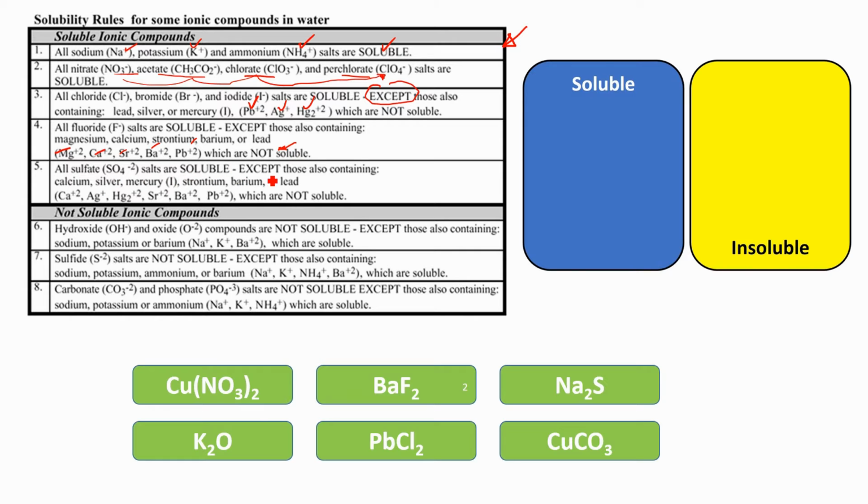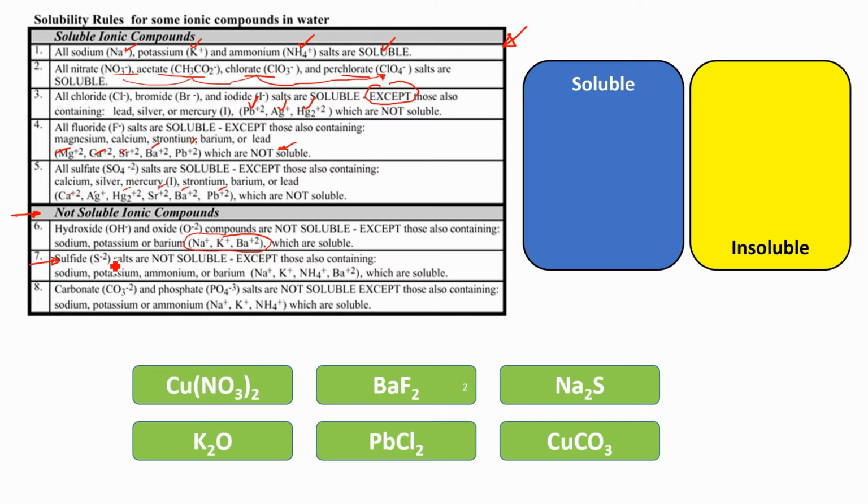All sulfates are soluble with the exception of calcium sulfate, silver sulfate, mercury sulfate, strontium sulfate, barium sulfate, lead sulfate. Those are not soluble. Now, let's think of those guys which are mostly insoluble. Hydroxides and oxide compounds are insoluble with the exception of a few. Sodium, potassium, and barium hydroxides are soluble.